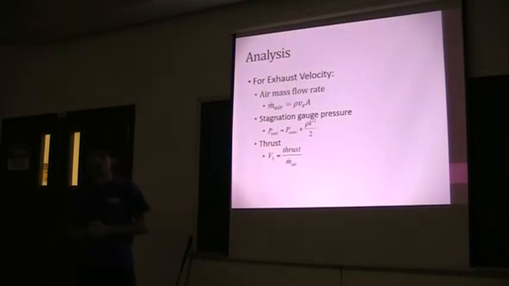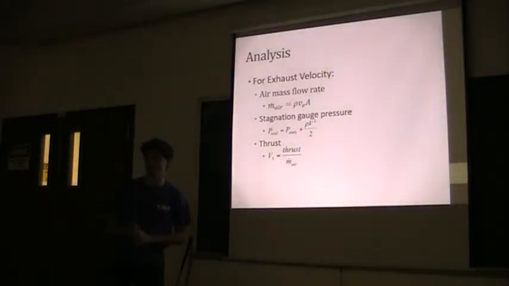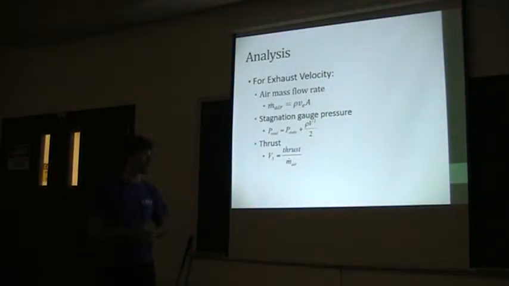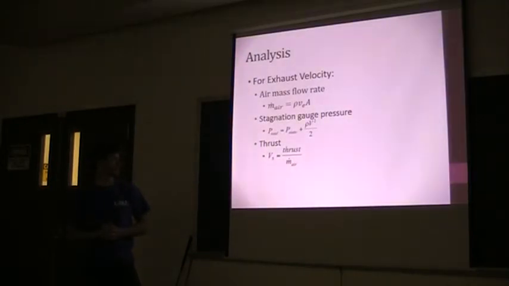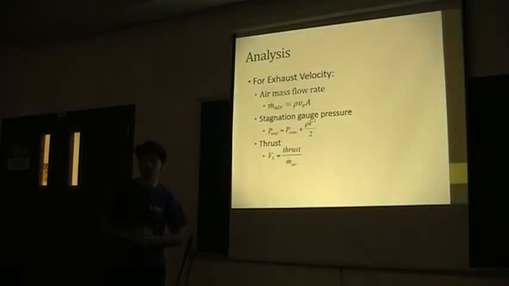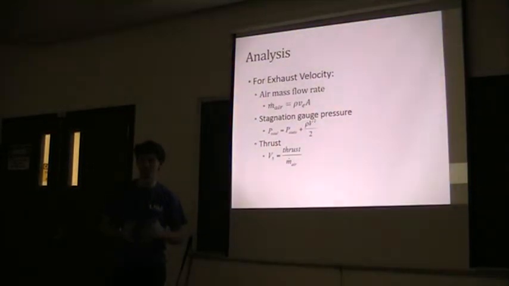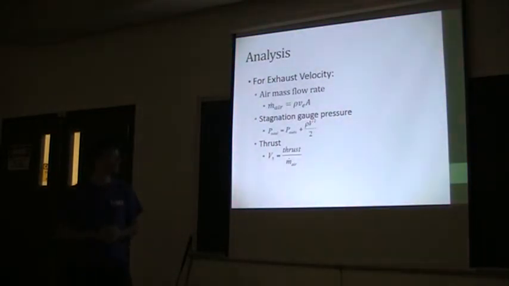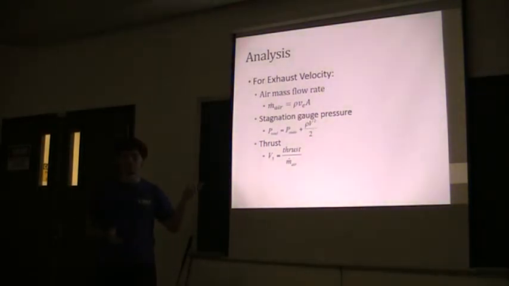Now for the exhaust velocity, you can calculate using air mass flow rates. You can calculate with stagnation gauge pressure, and also with thrust. We're actually not given the data like the thrust and the pressure data in the lab manual to calculate what the velocity is, but you'd use these equations to do so. I tried finding data online for the thrust and pressure, but because we're not given the exact thrust and pressures for this model, it's not going to correlate, and my answers didn't really work out.